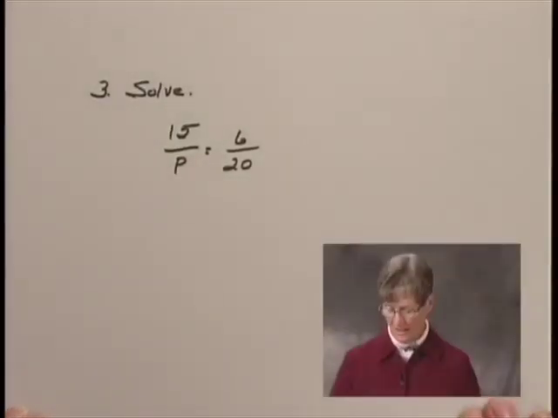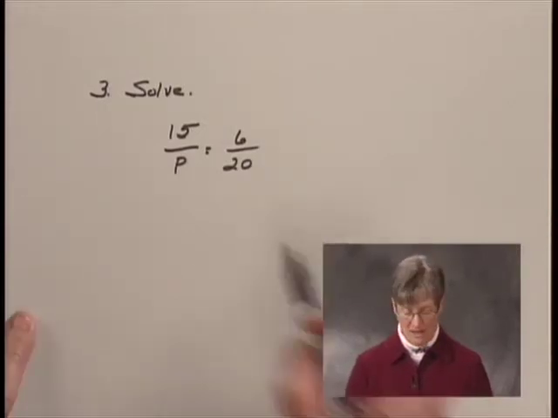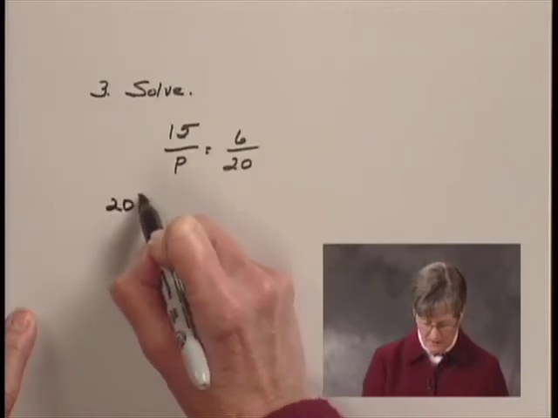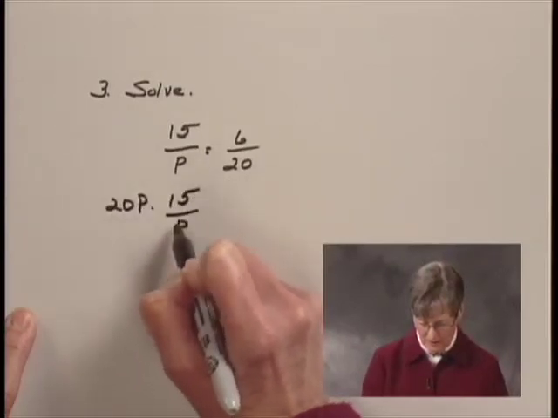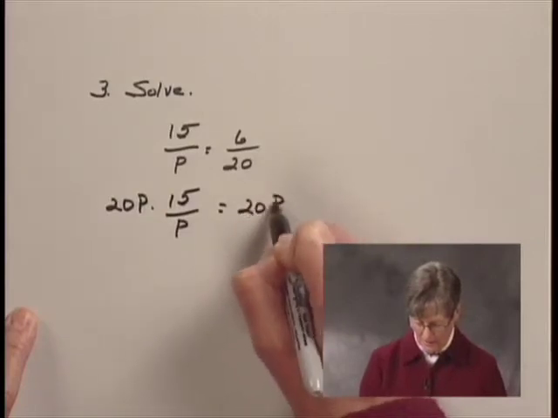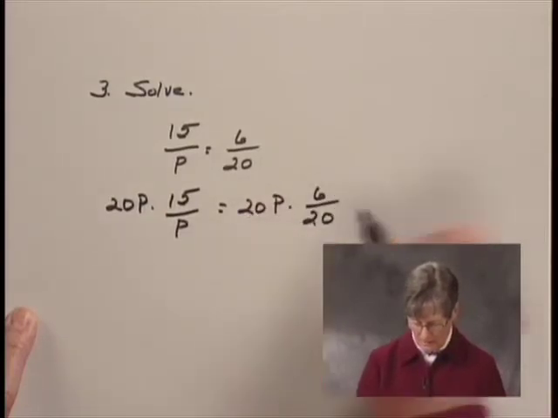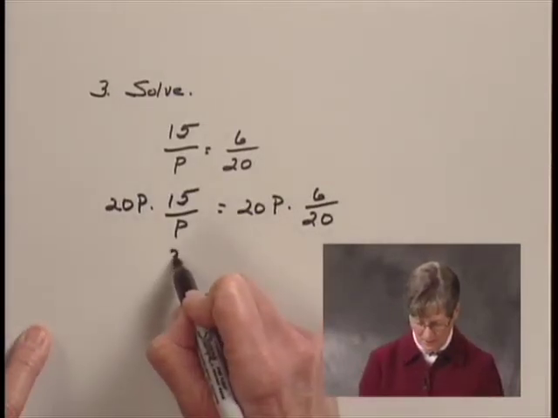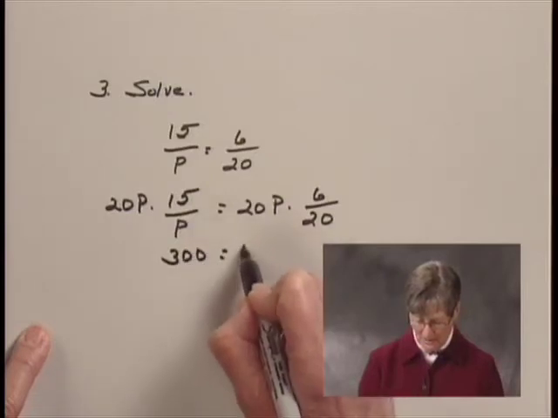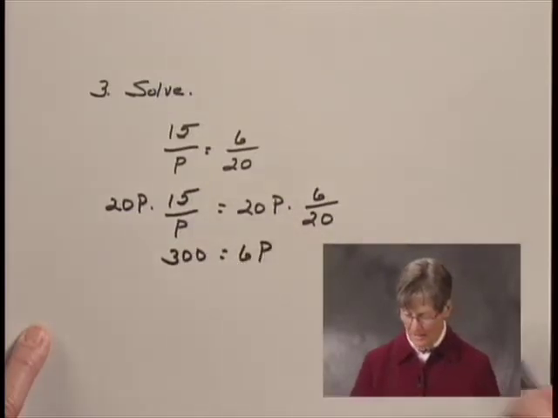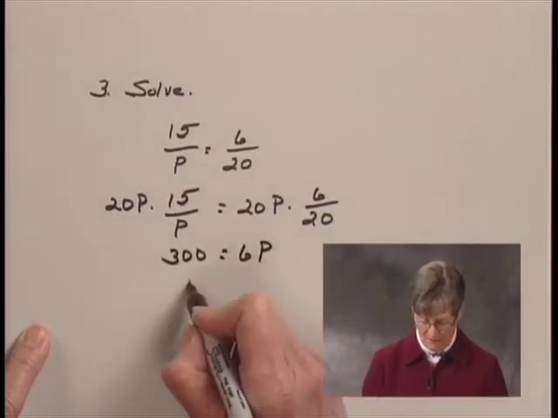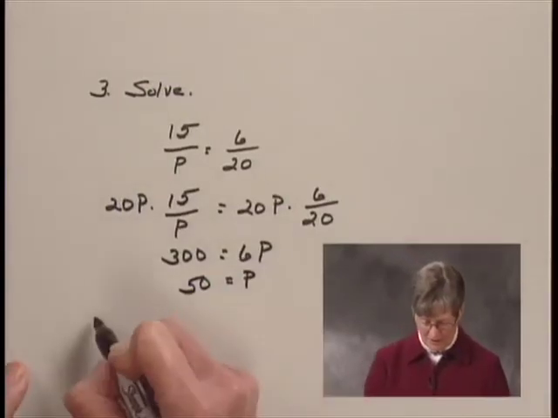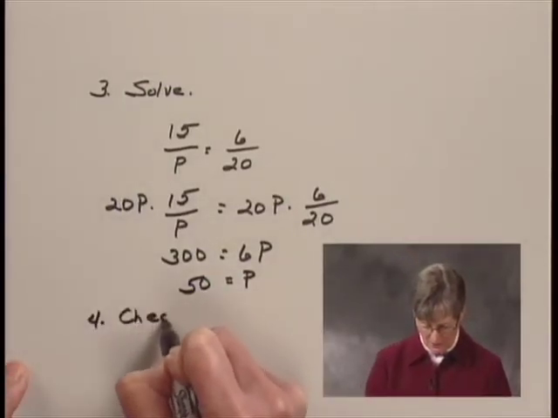We're solving this proportion, and to do that, we begin by multiplying both sides by the denominators P times 20. So I'll have 20P times 15 over P equals 20P times 6 over 20. And when I do these multiplications on the left-hand side, I get 300. And on the right-hand side, I have 6P. And now dividing both sides by 6, I have 50 is equal to P.